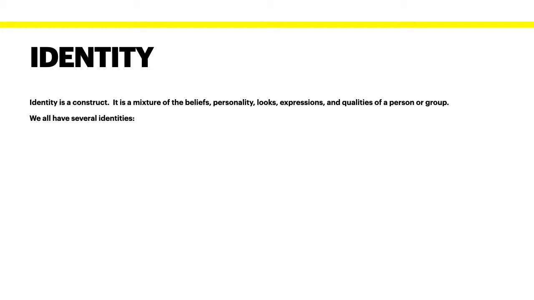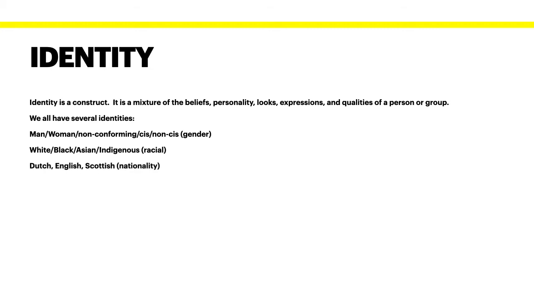So we all have identities. We can have basic identities, for instance, that we're man, woman, or non-conforming, cis or non-cis with regards to our gender. We also have racial identities, for instance, white, black, Asian, indigenous, etc. We also have nationalities, so we can have a national identity as being Dutch, English, or Scottish, for instance. We also have regional identities. So in the United Kingdom, we can talk about people saying that they're Northerners or Southerners. We have religious identities, like if you're Christian, Catholic, Muslim, Jew, etc.